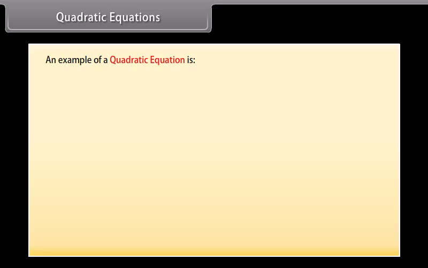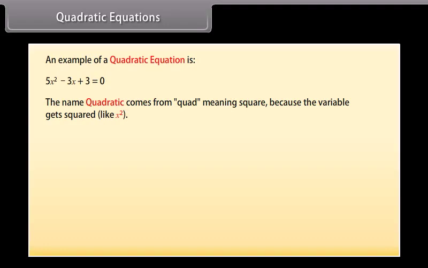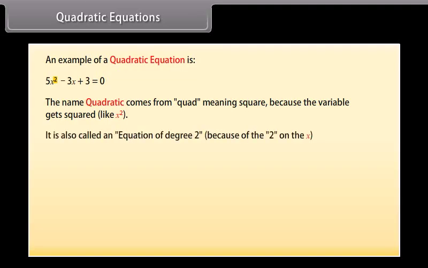Quadratic equations. An example of a quadratic equation is shown. The name quadratic comes from quad, meaning square, because the variable gets squared, like x square. It is also called an equation of degree 2, because of the 2 on the x.